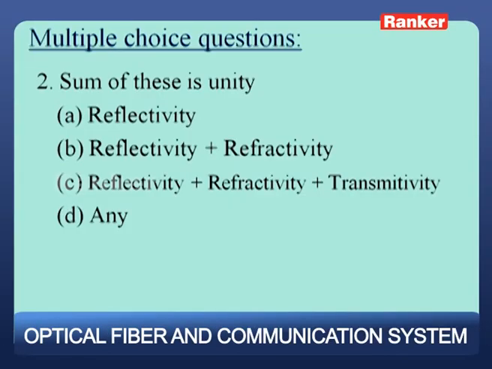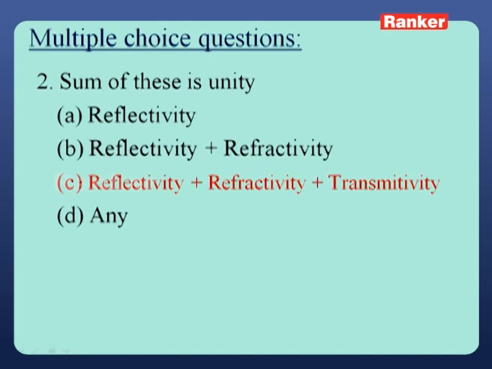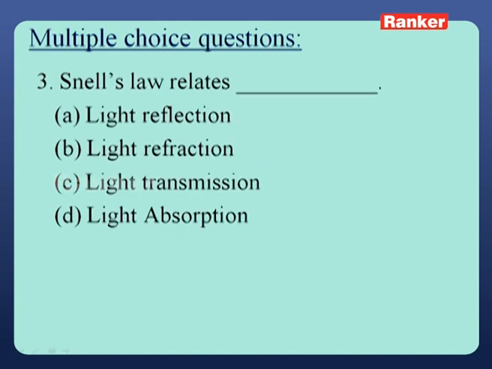So here the incident light ray is 1 and it will be divided as a refracted ray, transmitted ray and reflected ray. So input is equal to the sum of these three, right? As per probability, if you add these three, you get 1. So the sum of these three is unity, that is the reflectivity, refractivity and transmittivity. Option C is the correct answer for this particular question. Now observe the next one.